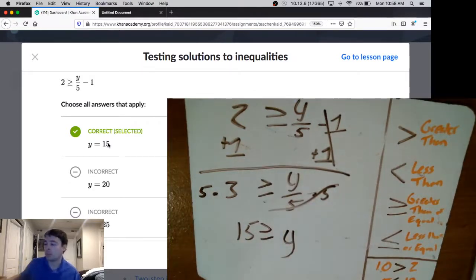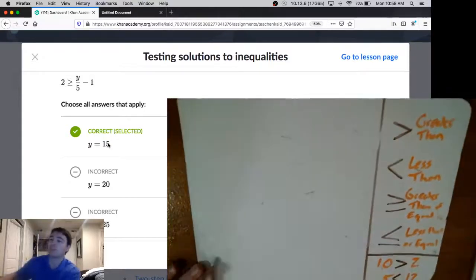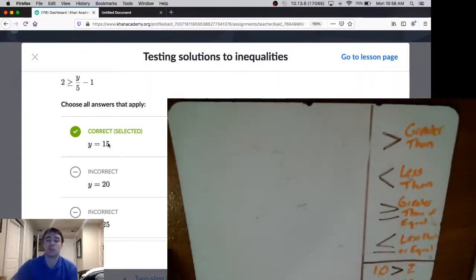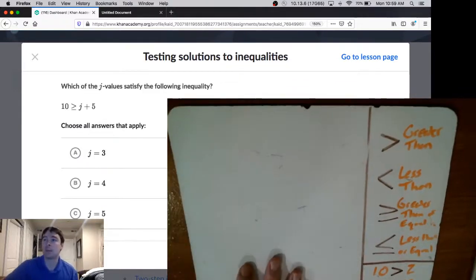That method might make a bit more sense when you get to the end of this week. I think for this assignment it makes most sense to just substitute the values in and see which ones work. So I'm going to do the rest of this assignment by substitution. I'm going to keep testing these solutions by plugging them into the inequality.